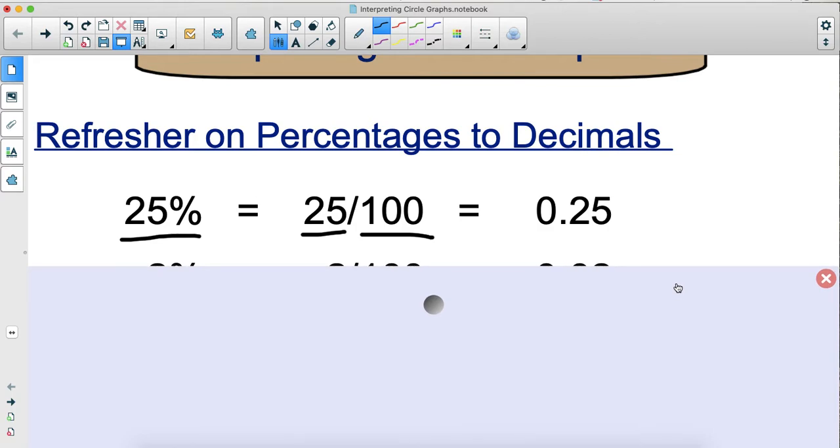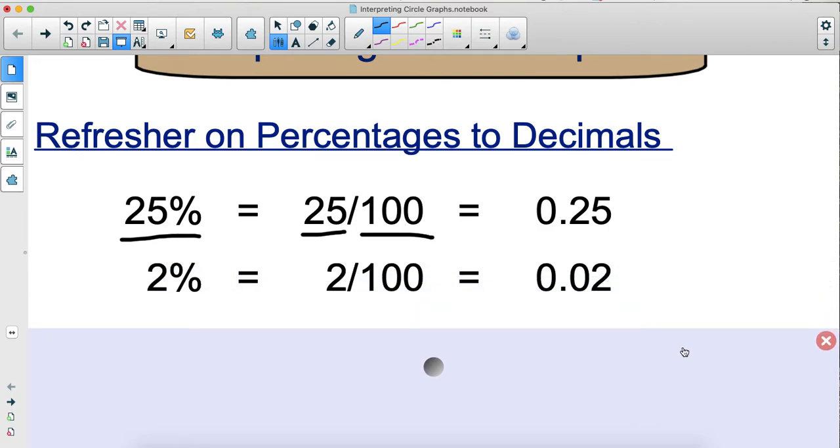So let's look at another one here. We have 2%, or 2 per 100. Okay, so 2 per 100, 2 divided by 100. If you do that, use your calculator, you'll see that it's 0.02. Some people will get messed up and say it's 0.2, but this is 2 tenths, not 2 hundredths. So you have to make sure that that 2 is in the hundredths place, and there's a 0 in the tenths there.